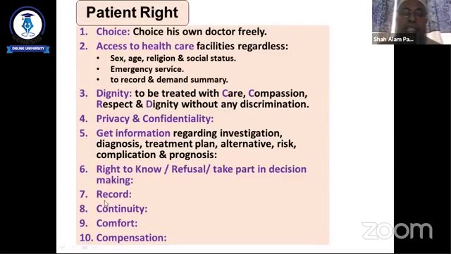The patient has the right to have his record maintained by the doctor or healthcare professionals. The patient has the right to continue his treatment, and the right to be treated with comfort. And if there is any negligence, then the patient has the right to get compensation from the concerned party.